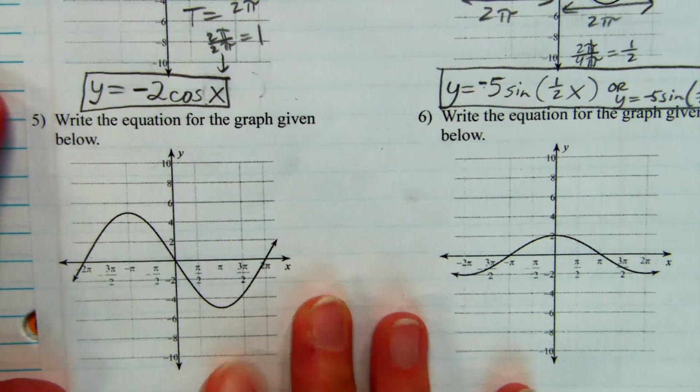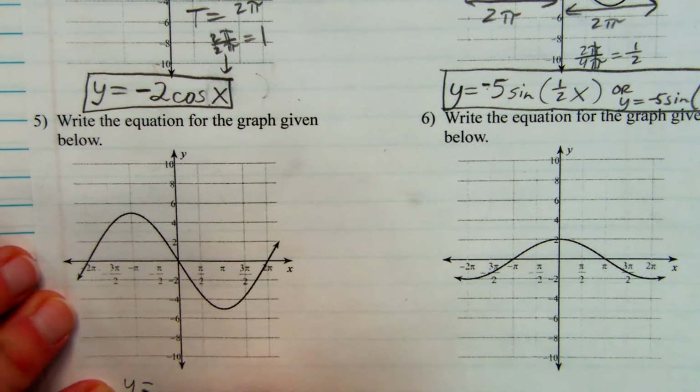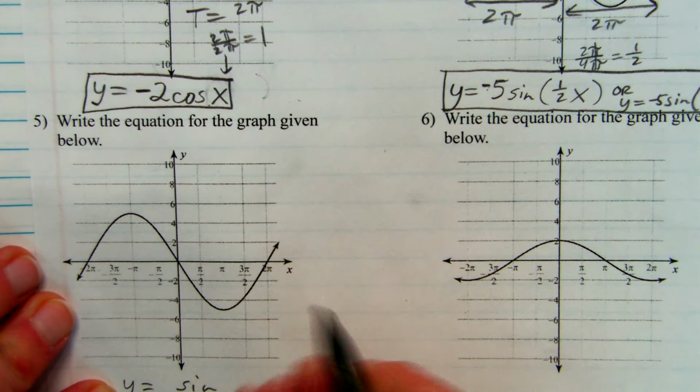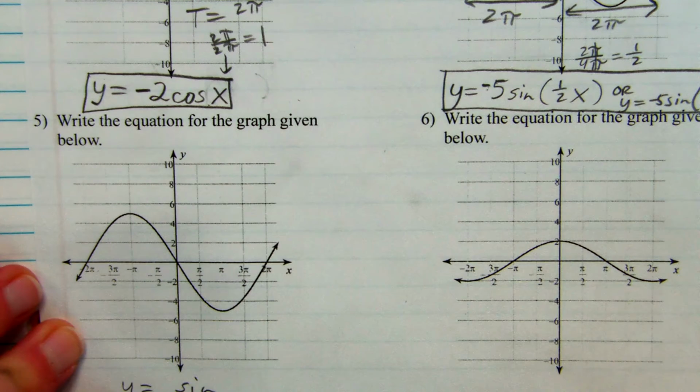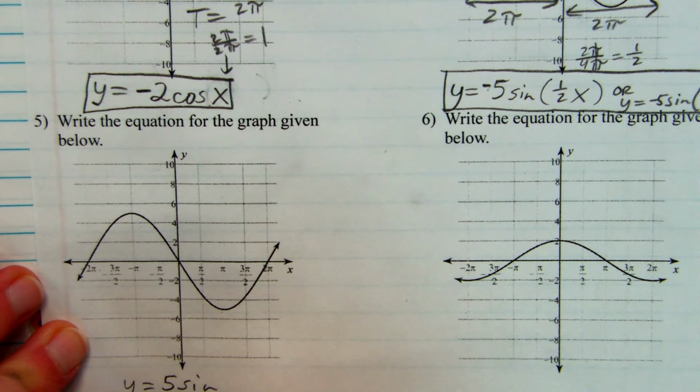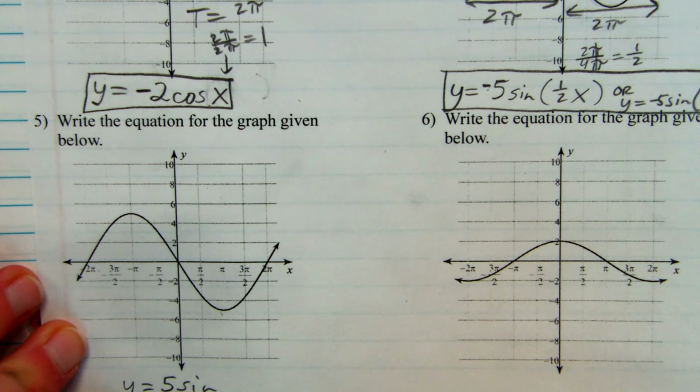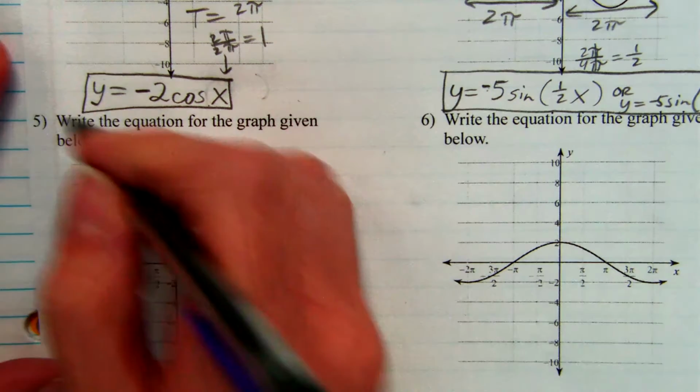Okay? Sine, so we have y equals sine. What number is going to go out here? So we're going to have a 5. Is it positive 5 or negative 5? It's the same thing. Isn't that the same? Is it the same exact one? Yeah. Okay, put an X on that one.